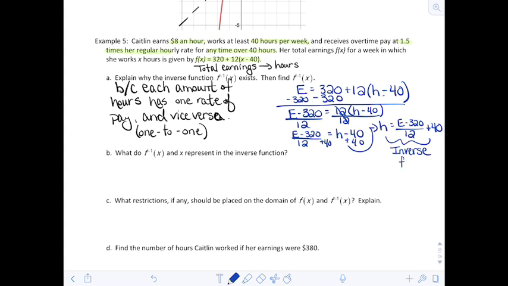So this is also the f inverse of x that they're referring to. So in question B, what do f inverse of x and x represent in the inverse function? In the first one, I had earnings depending on hours. Now, this equation represents hours worked as a function of earnings.